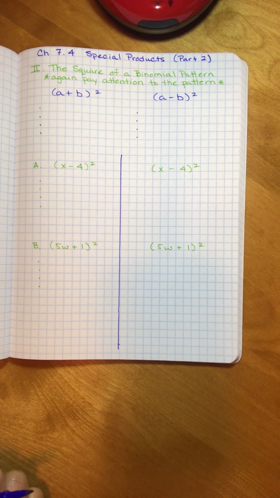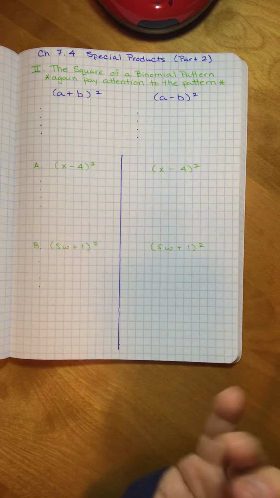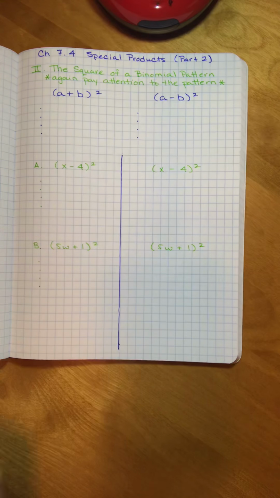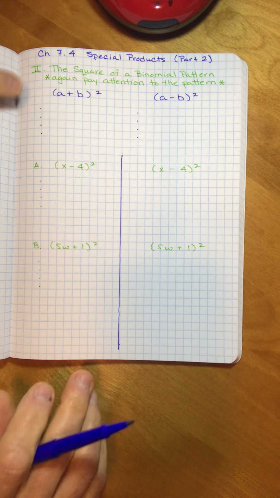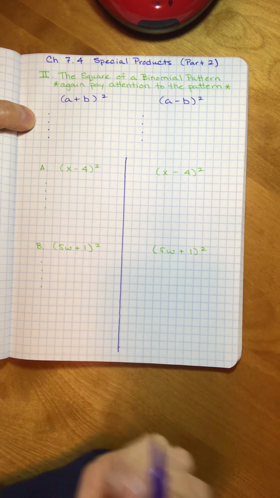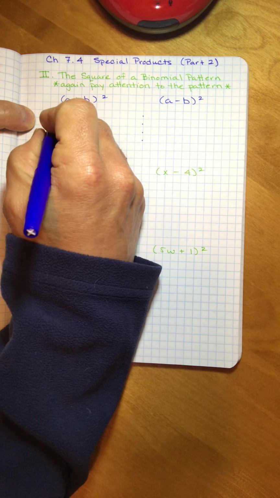Hi, Algebra. This is going to be part 2 of chapter 7.4, the special products. This is going to be called the square of a binomial pattern. So again, like last time, please pay attention to the pattern that you're going to see. Everything I'm going to do is based off of FOIL, and then we'll go into the easier way to do it. And again, always feel free to stop the video, especially if you want to try doing the work on your own, or if you're just getting a little behind.